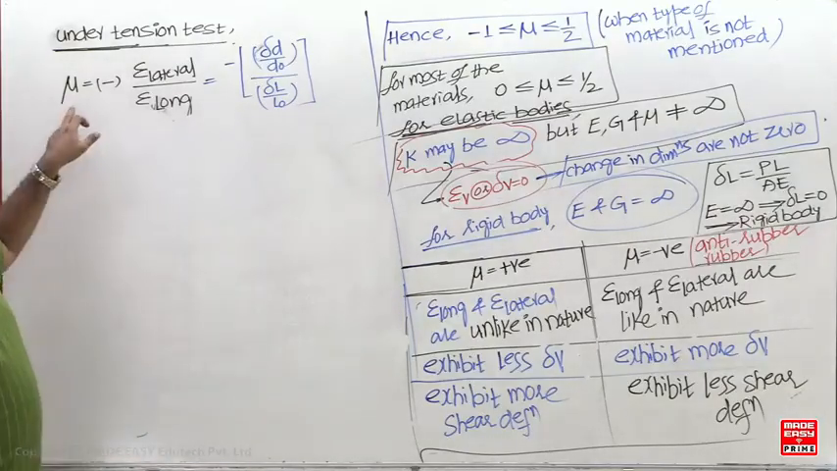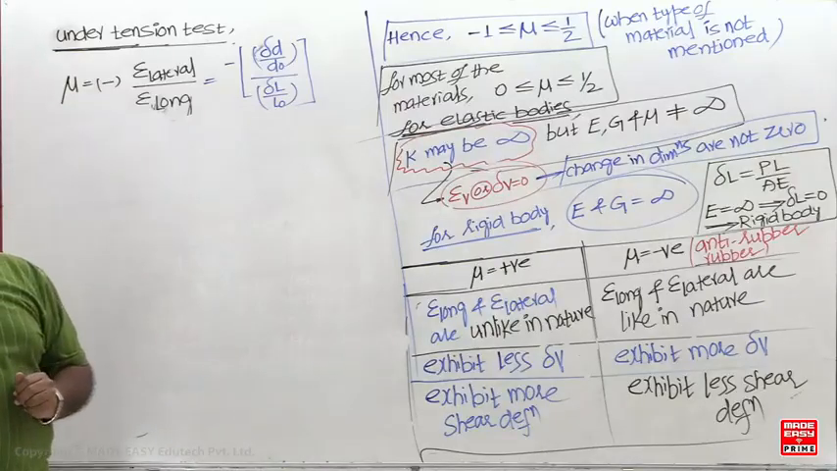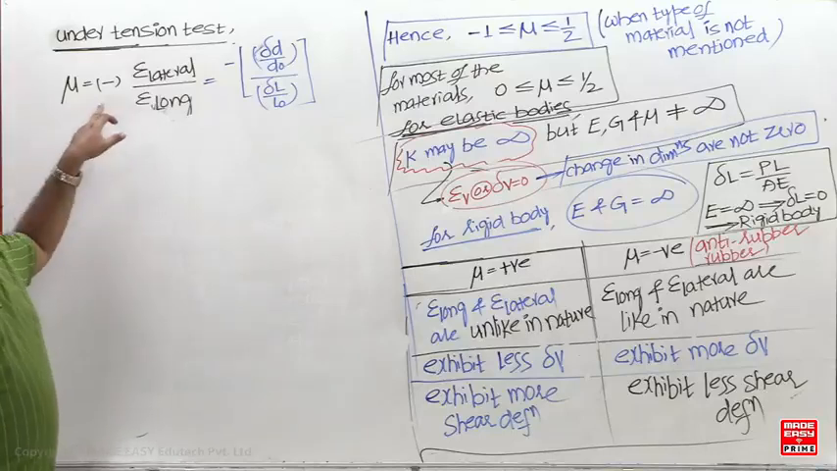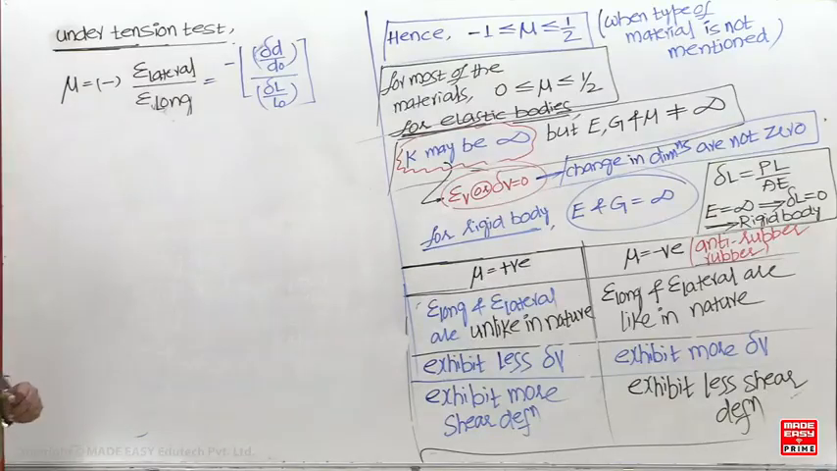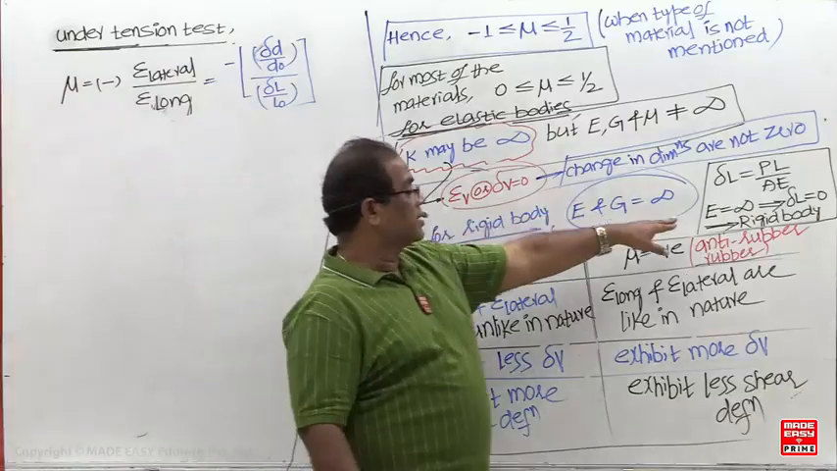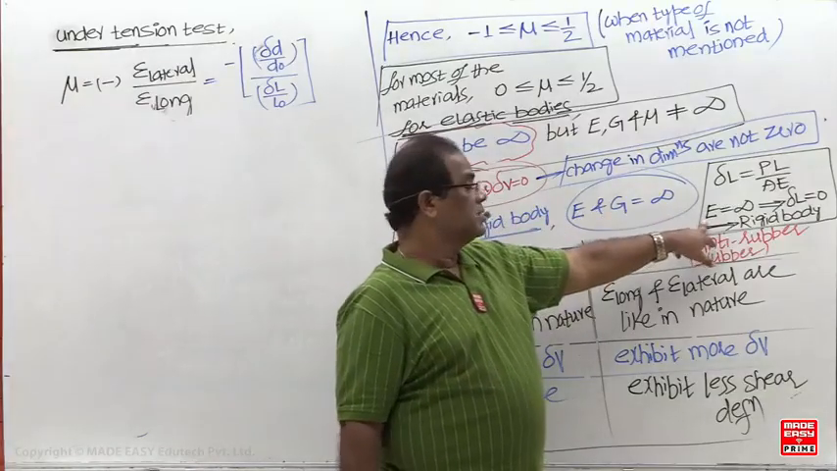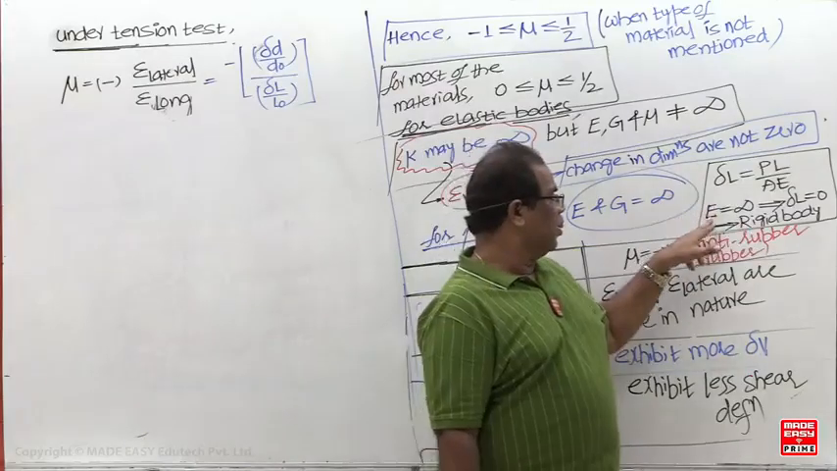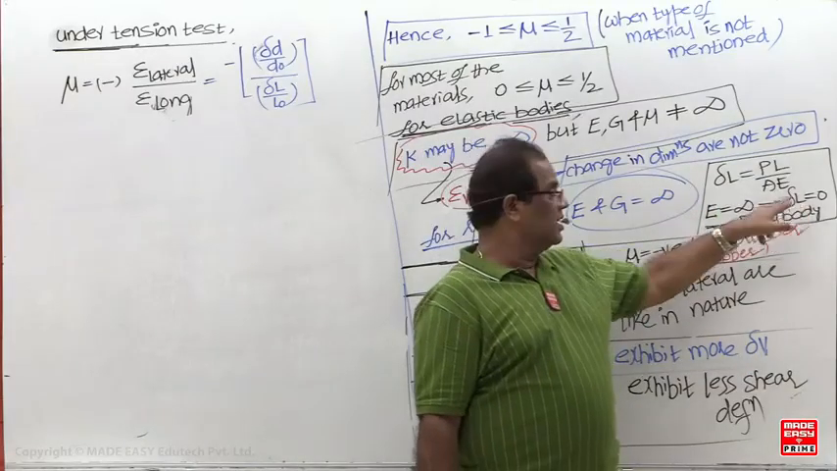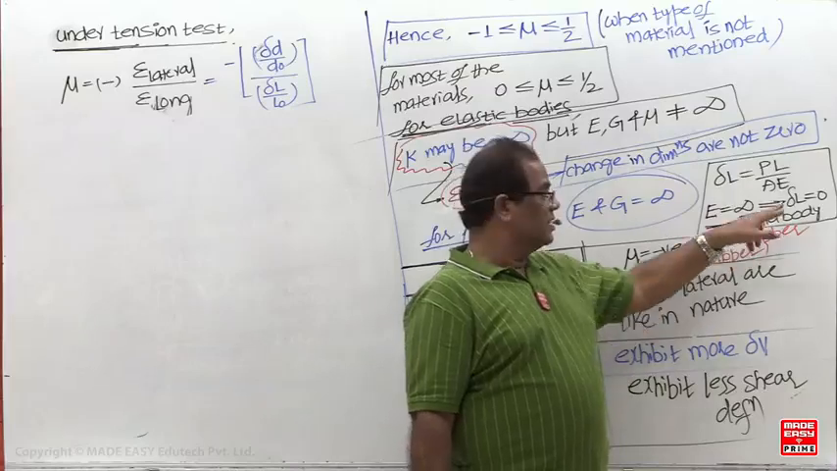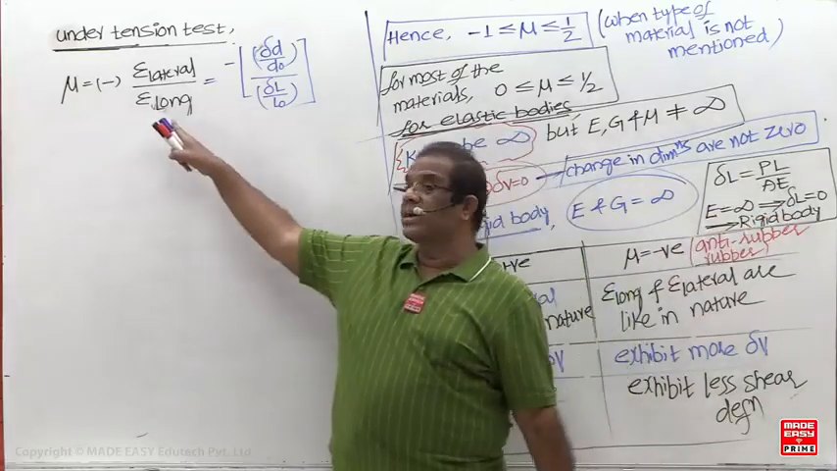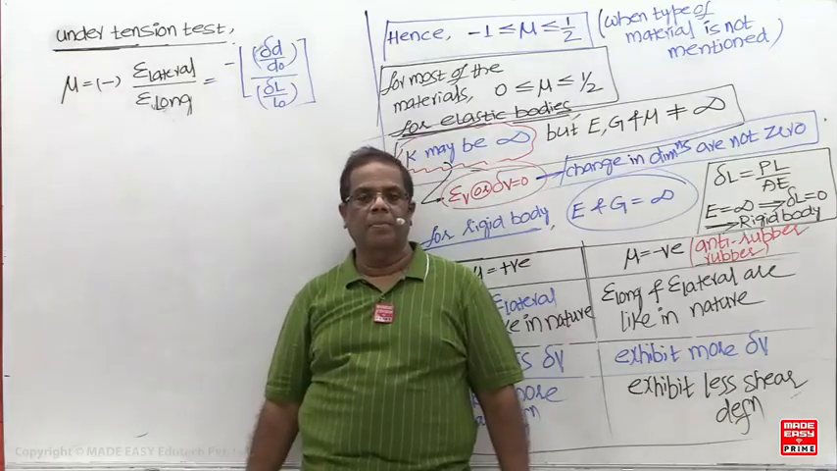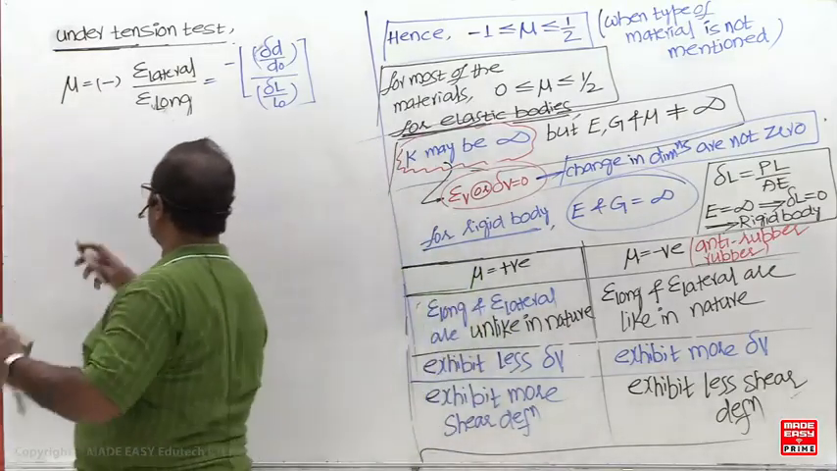So for rigid body, what is the Poisson's ratio value? Rigid body means what now? Longitudinal strain is going to be 0. Change in length 0 means longitudinal strain 0. For rigid body, change in length is 0. When the longitudinal strain is 0, what happens now? Poisson's ratio is infinity. So in the options it is given like this, mu is equal to 0.